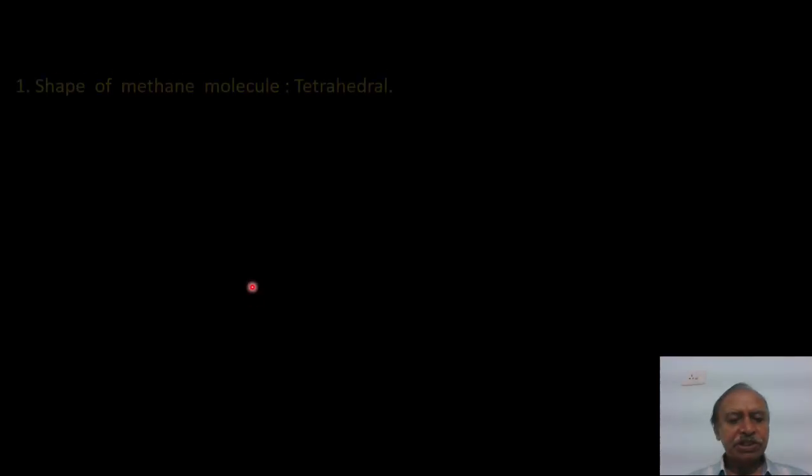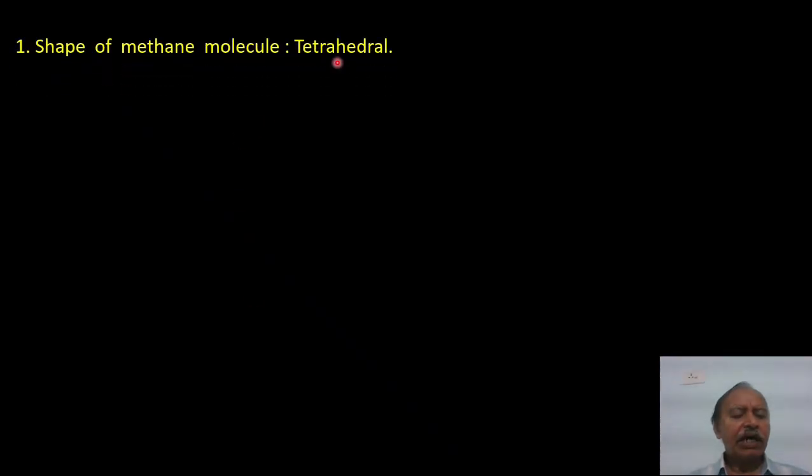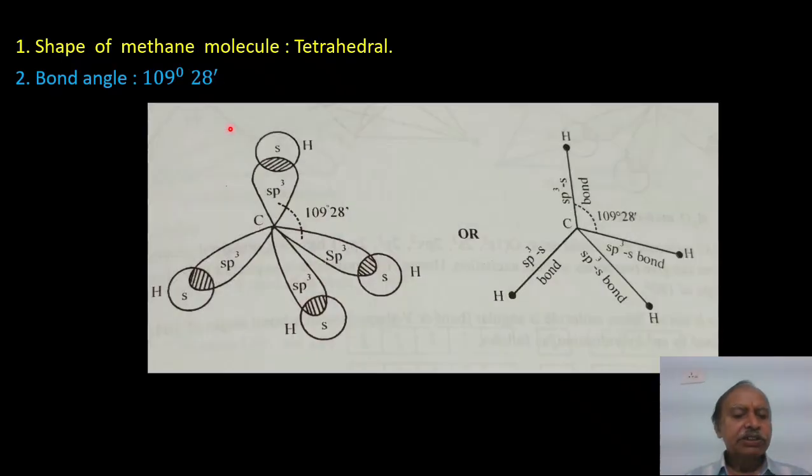So the shape of the methane molecule is tetrahedral, because of the orientation of the hybrid orbitals in space towards the corners of the tetrahedron. The bond angle is 109 degrees 28 minutes. This angle is known as the tetrahedral angle, and this is the shape of the methane molecule.